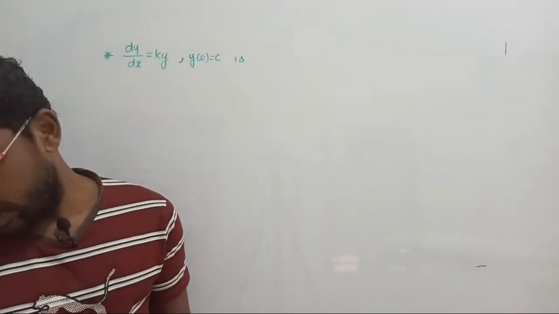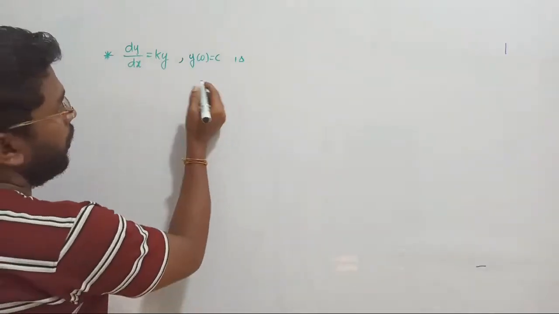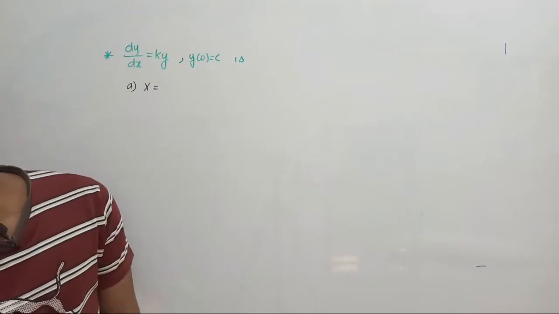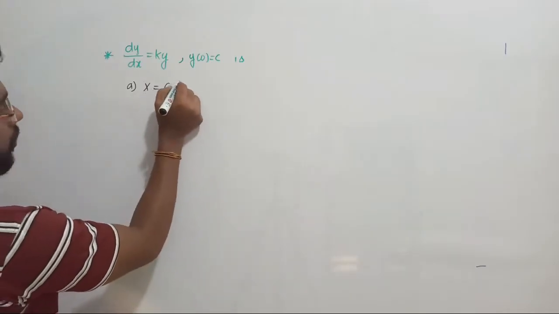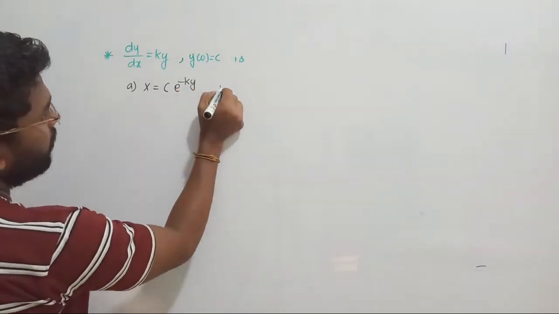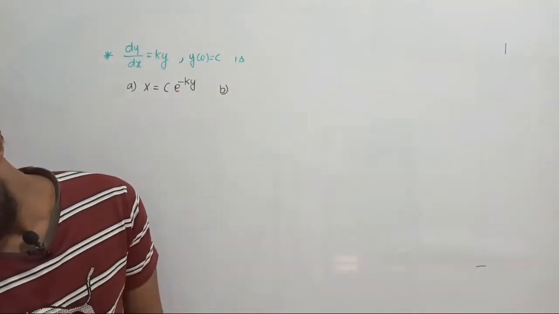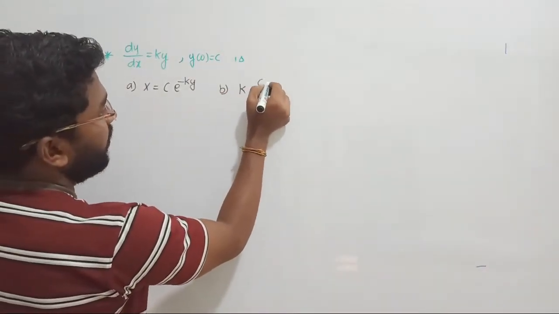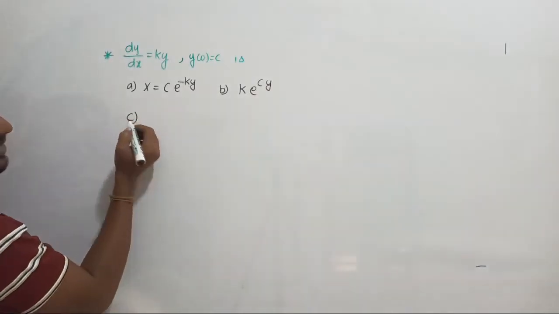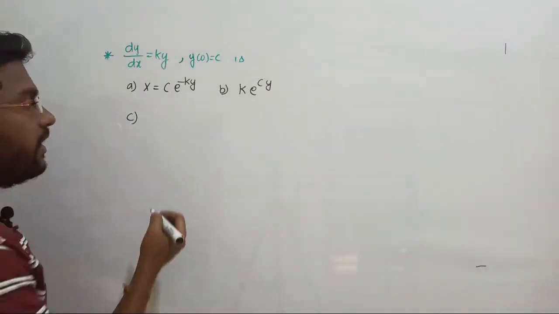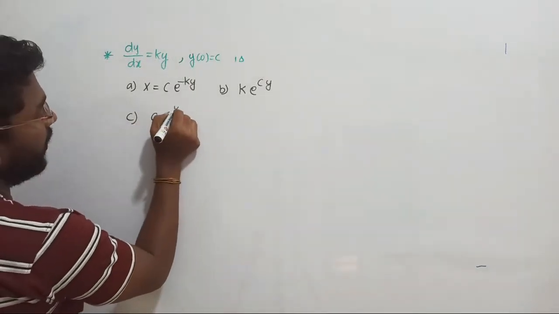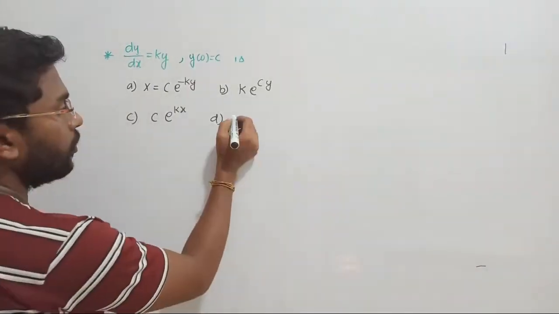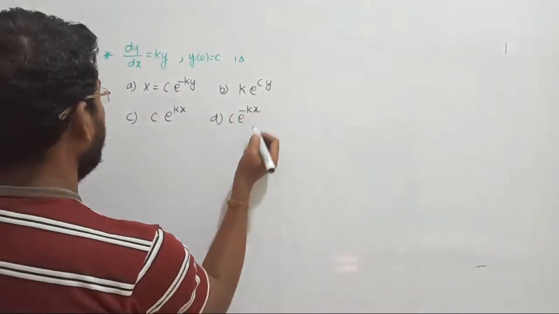They have given 4 options for this question. Option A is x equal to c into e power minus k into y. Option B is x equal to k into e power c times y. Option C is c into e power kx, c into e power k times x. Option D is c into e power minus k times x.